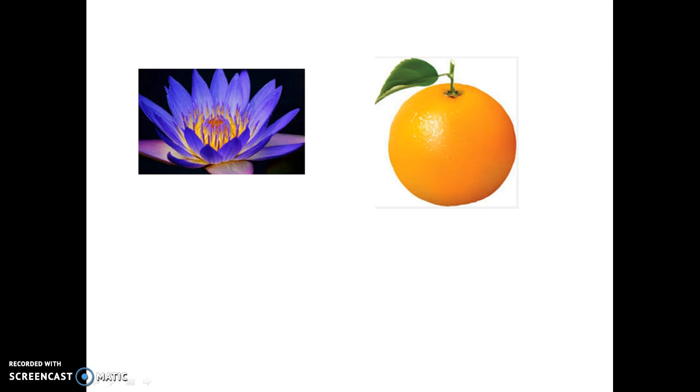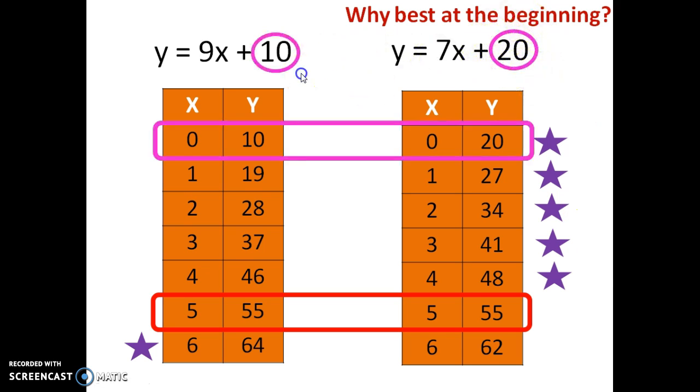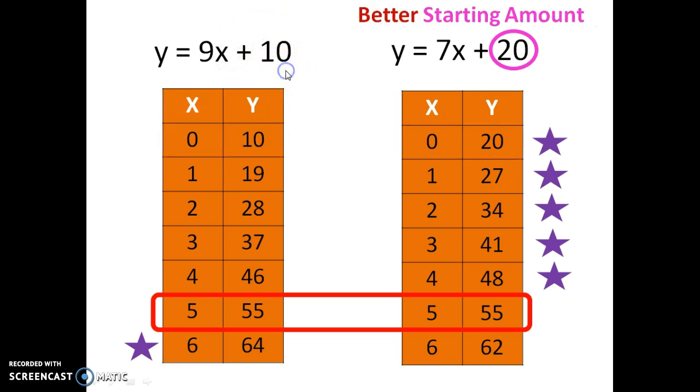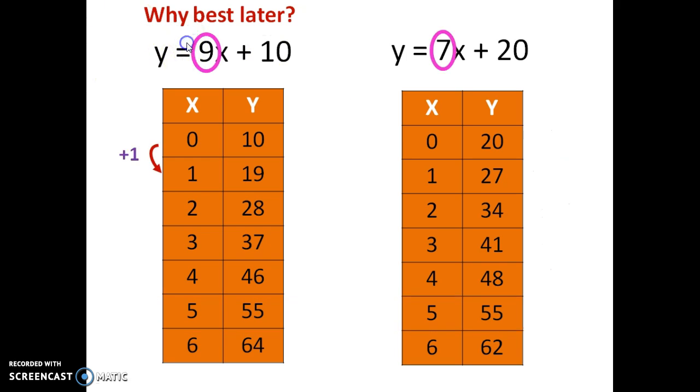So why does this happen? Why is the 7x plus 20 better at the beginning? That one's better at the beginning because it has a better starting value. And why is the 9x plus 10 better at the end? Because it has a higher what we call rate of change.